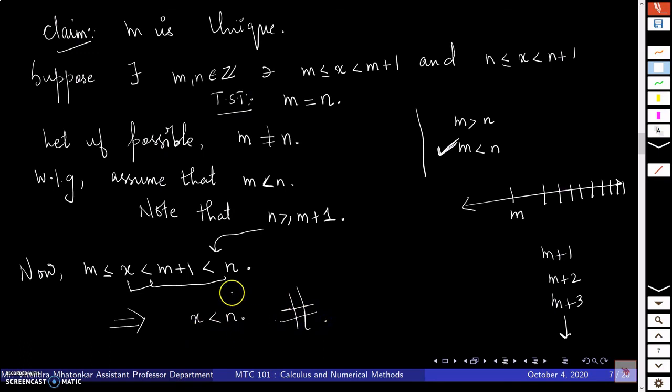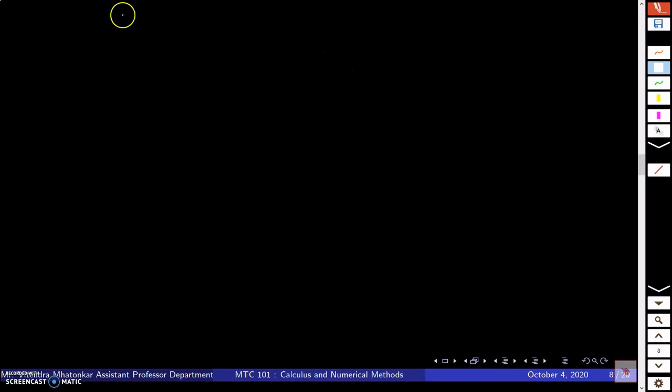We are getting this contradiction because we assumed that m is not equal to n, and therefore m is equal to n. So if you assume that there are two such integers satisfying this condition, then both those integers are equal to each other. And therefore we conclude that m is unique. So there exists a unique integer m such that m is less than or equal to x and x is strictly less than m plus 1. And this m is nothing but the integral part of x.